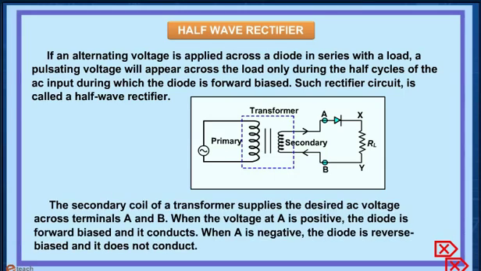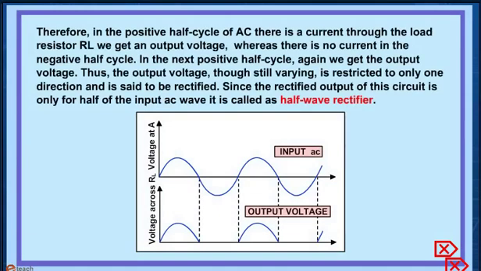The secondary coil of the transformer supplies the desired AC voltage across the terminals A and B. When the voltage at A is positive, the diode is forward biased and it conducts electricity. When A is negative, the diode is reverse biased and it does not conduct. Therefore, in the positive half cycle of AC, there is a current through the load resistance RL and we get an output voltage, whereas there is no current in the negative half cycle.